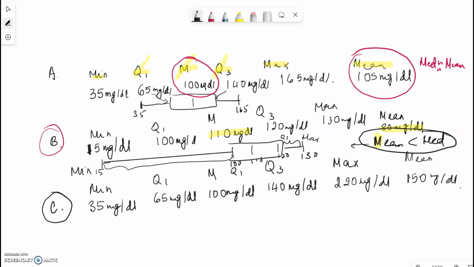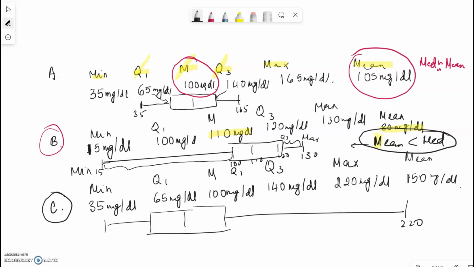We have 35, which is the minimum, 65, 100, 140, and then 220. I'm kind of drawing it to scale, slightly exaggerated. Look at the distance or difference between Q1 and the minimum. It's way less than the difference between Q3 and the maximum. This long stem tells us that the skew is to the right.